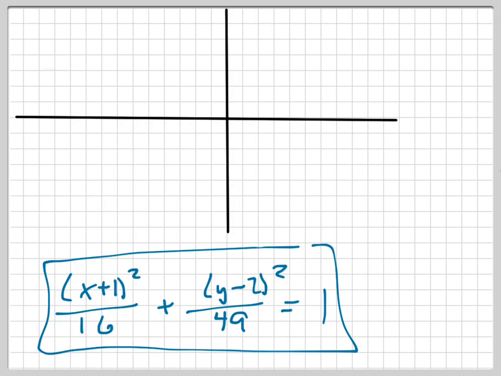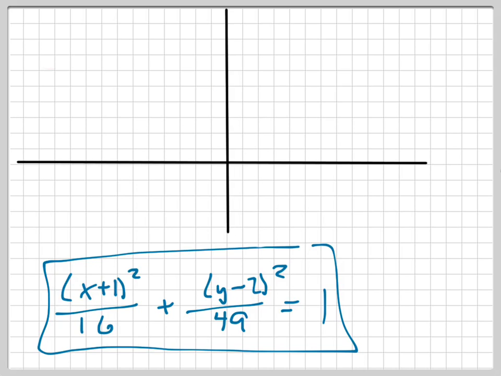First of all, I have the center at negative 1, positive 2. Negative 1, positive 2 is my center. Let me redo that point because I drew the x-axis a little bit too high. So it's negative 1, positive 2, that's my center. And now these values underneath tell me my distances. So 4 is my x radius, as I like to call it.